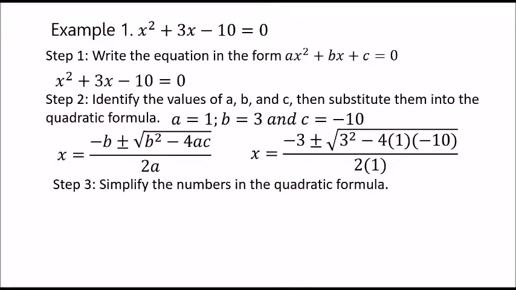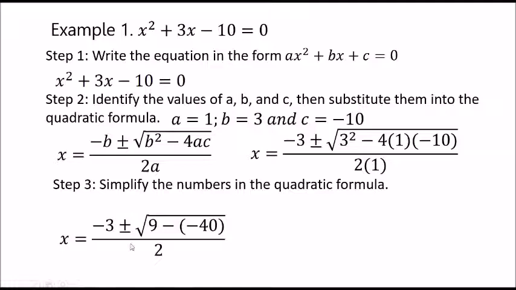Step 3, we need to simplify the numbers in the quadratic formula. So we have now negative 3 plus and minus the square root of 3 raised to 2 is equal to 9 minus 4 times 1 is 4 times negative 10 is negative 40 all over 2. So we have x equals negative 3 plus and minus the square root of 9. Bakit naging plus siya? Plus 40. Because 9 minus negative 40, magiging plus 40 siya all over 2.